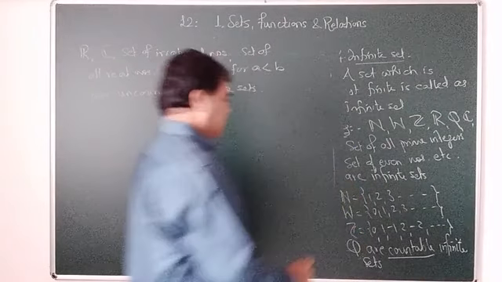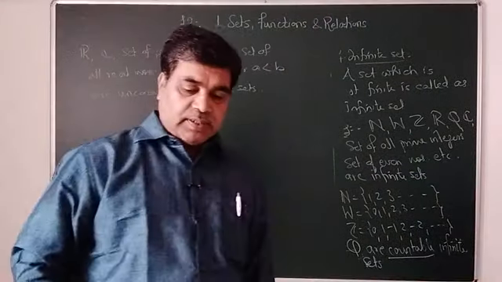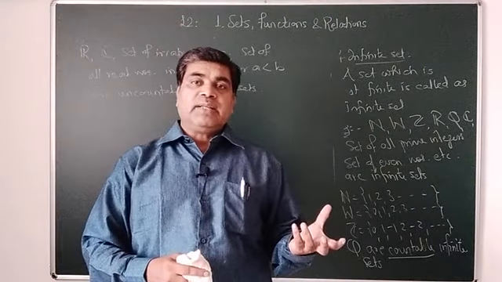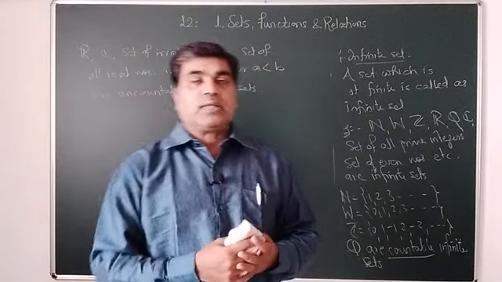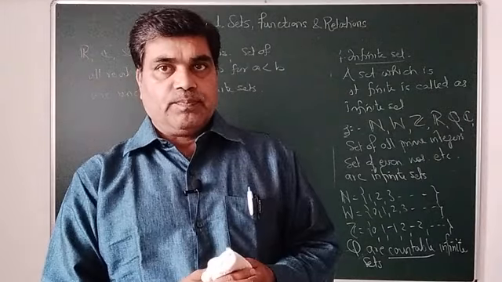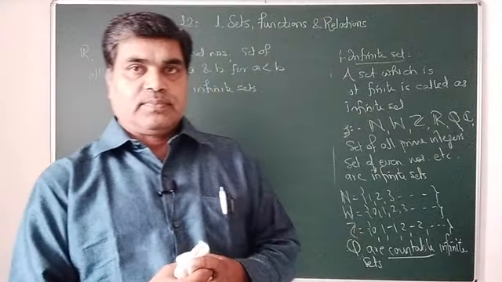Q is also a countable set. The set of rational numbers is countable. How is it countable? What is the rational number set? It contains numbers of the type p by q, where p and q are integers and the denominator q is not equal to 0. Or I can take the denominator to be just the natural number set.